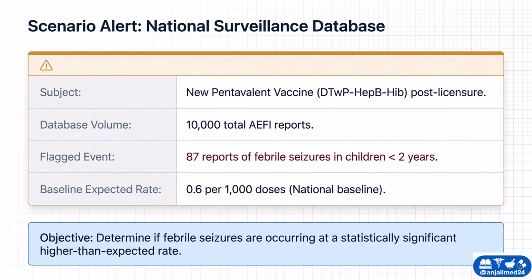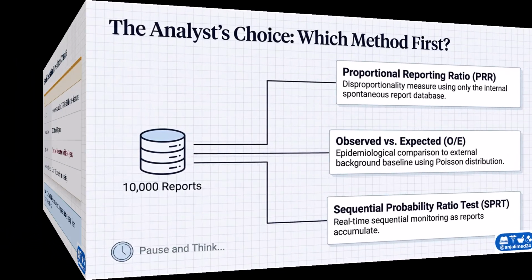The primary objective is to determine whether the febrile seizures are occurring at a genuinely higher than expected frequency or whether the observed cluster can still be explained by background coincidence, reporting patterns, or random statistical variation. This is where advanced signal detection metrics and epidemiological frameworks become essential in modern vaccine safety surveillance.